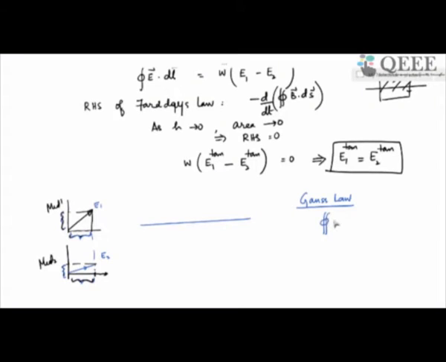Okay. So, I am going to use Gauss law, which says that the total flux D dot dS emanating from the surface is equal to the charge enclosed by the surface. So, I can say that this is equal to the volume integral of rho dV, where rho is the volume density of charge.